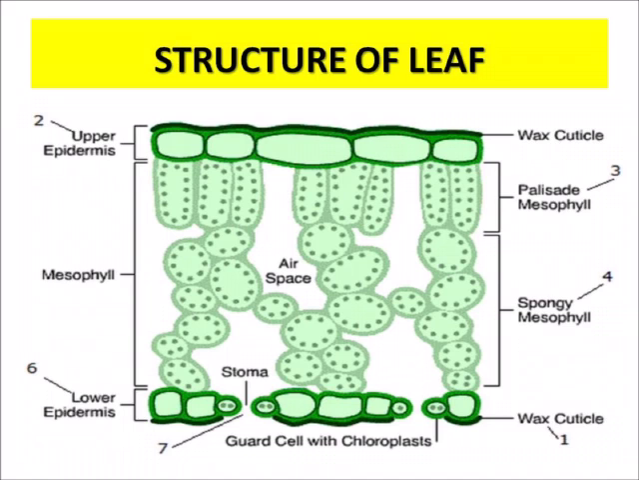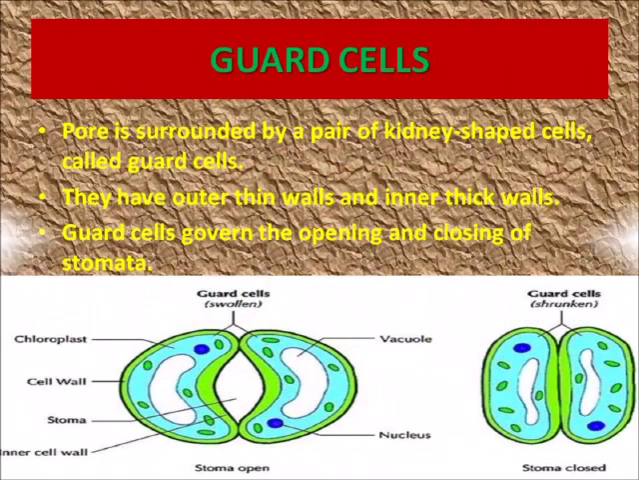It is observed that more stomata are present at the lower surface of the leaf as compared to the upper surface of the leaf. So more stomata are present at the lower epidermis in comparison to the upper epidermis. In between the lower and upper epidermis, you have the mesophyll layer. This mesophyll layer has two types of cells, one is the spongy cells and the other one is the parenchyma cells, or palisade. Now the chlorophyll is present in the mesophyll layer.